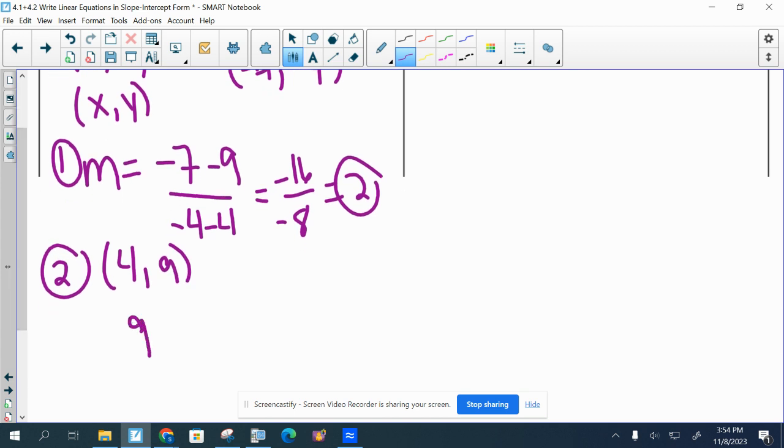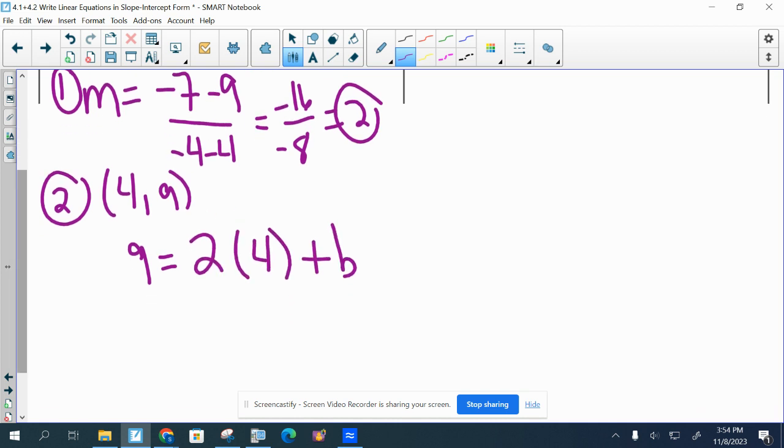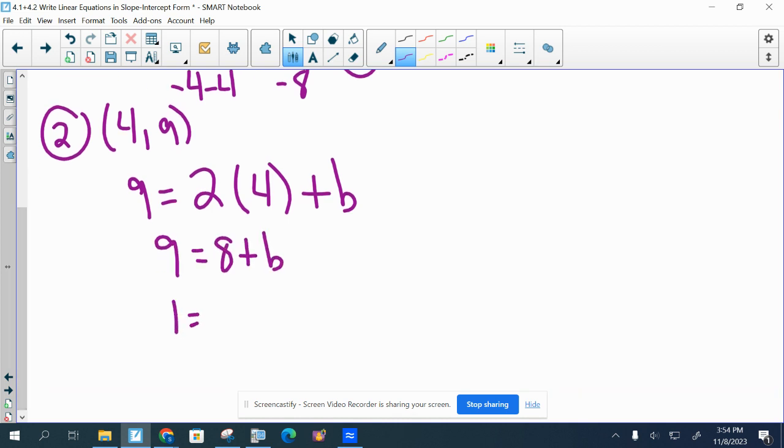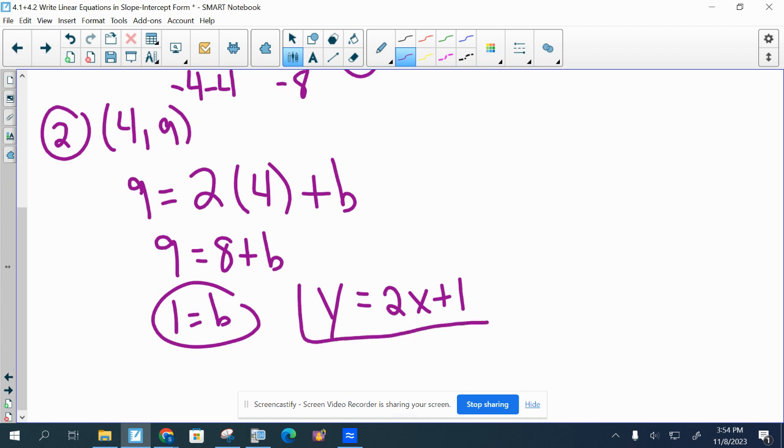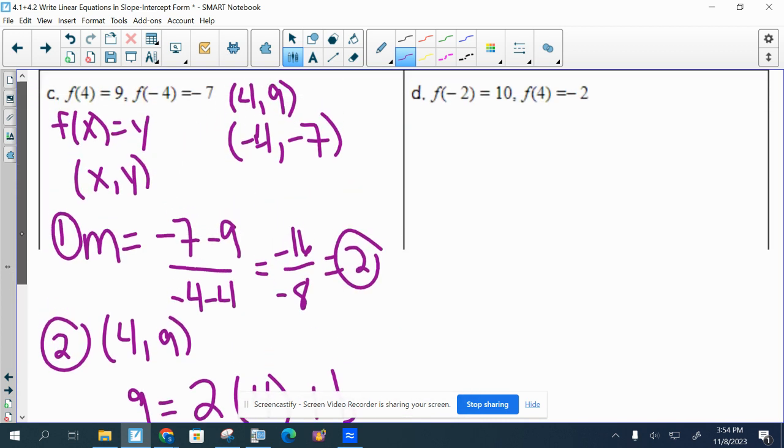So 9 for y, 2 for m, 4 for x, plus b. And then 2 times 4 is 8. Subtract the 8 over, and you get 1. Then your equation is y equals 2x plus 1. So C, not too bad. And let's try one more of these.